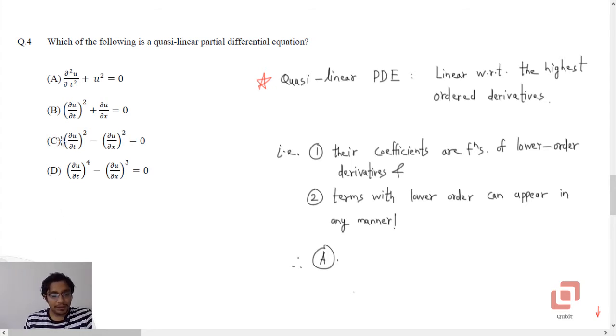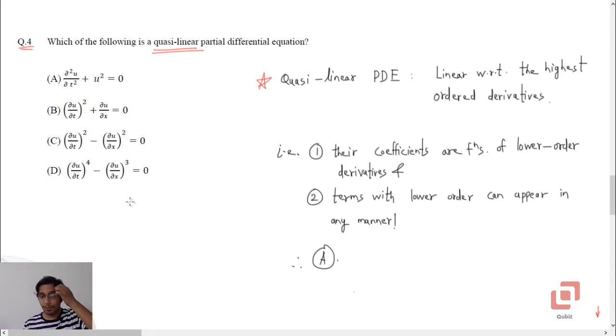Now this question is based on the topic partial differential equations. We are not going to solve any differential equation in this question, but this question is testing whether you have understood the terms associated with PDEs. Which of the following is a quasi-linear partial differential equation? Okay, and we have 4 options.